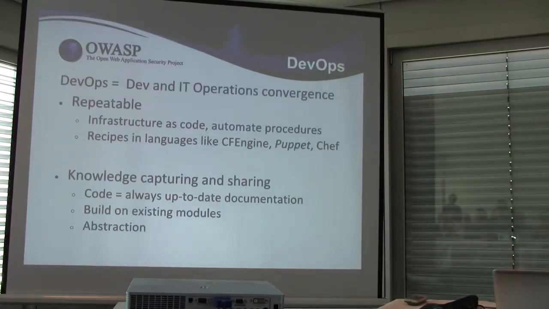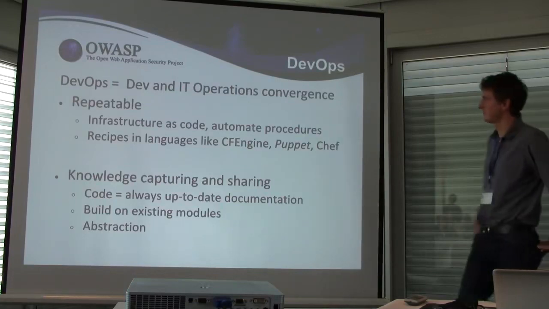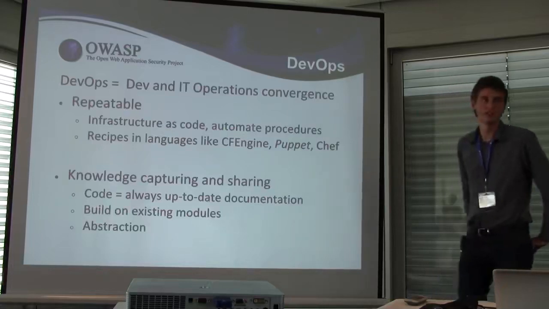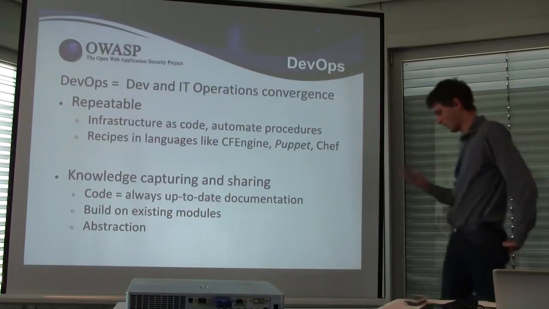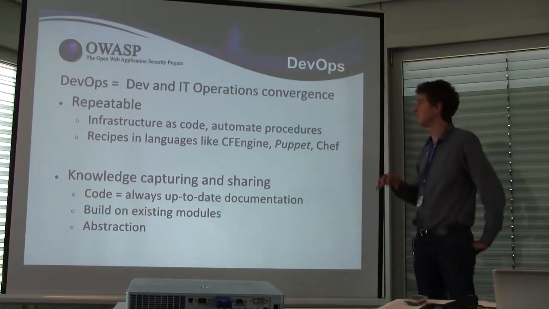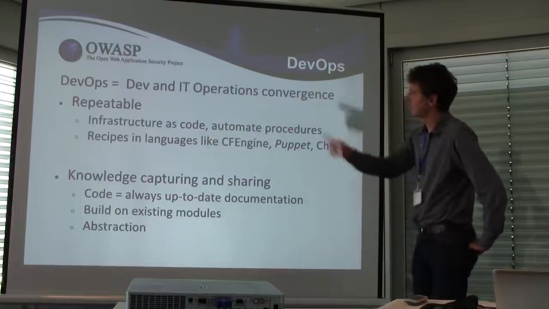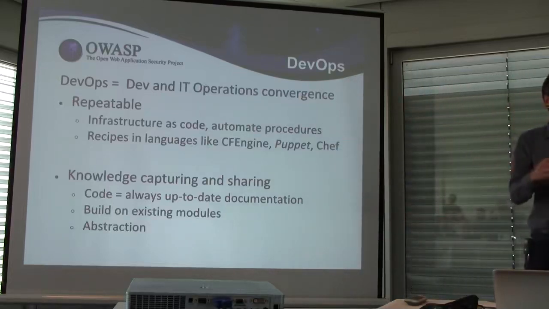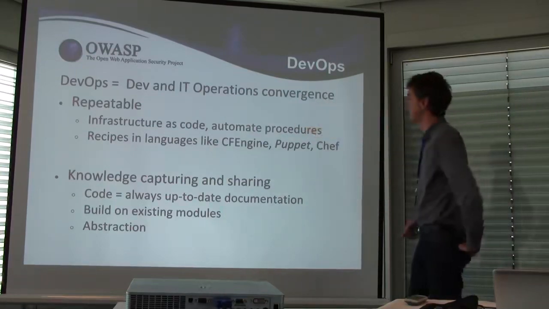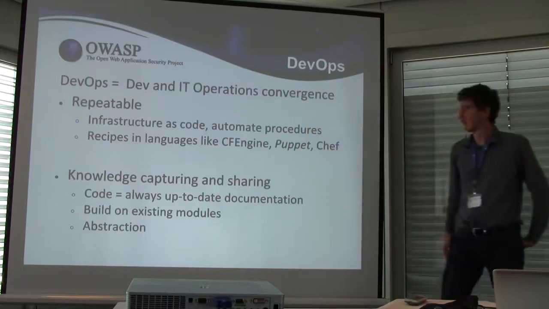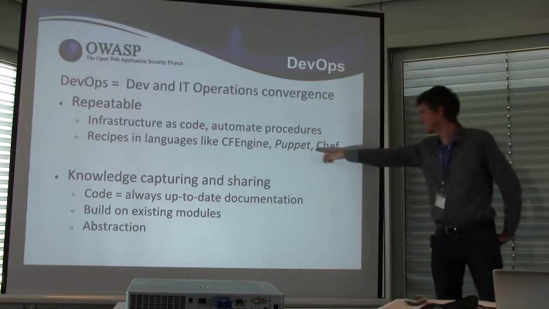DevOps is a convergence between development and IT operations, where practices of agile development are applied on operations. And one of the key concepts is that you see your IT operations, the setup of the server, you capture it in code. And because it is captured in code, you have a repeatable setup. Everything is captured in code and automated. In recipes, in languages like CF Engine, Puppet, or Chef. These are example languages. We're going to use Puppet in this presentation.